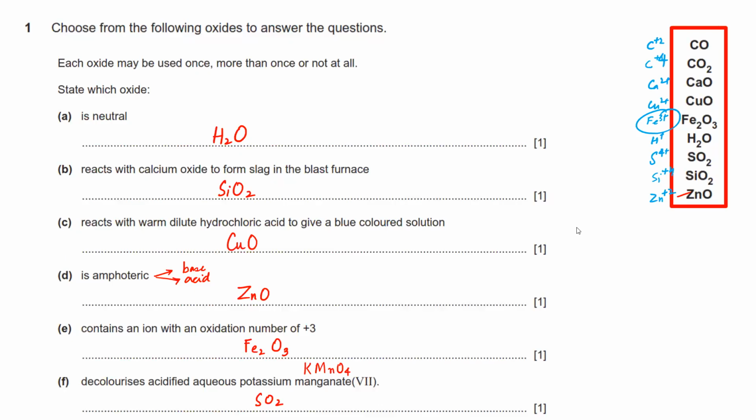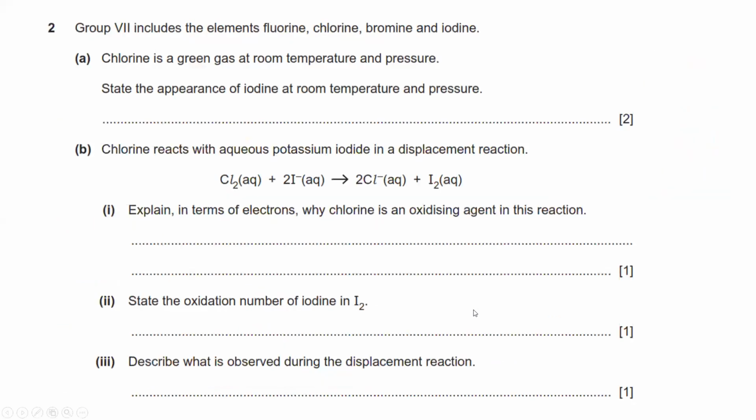Okay. So moving ahead, question number 2. It says group 7 includes elements fluorine, chlorine, bromine, and iodine. Part A says chlorine is a green gas at room temperature and pressure. State the appearance of iodine at room temperature and pressure. Iodine is generally grayish black in color, and it's in solid state.